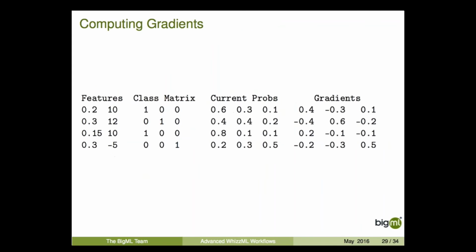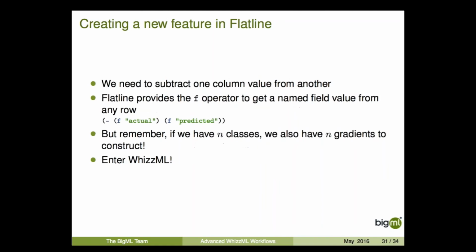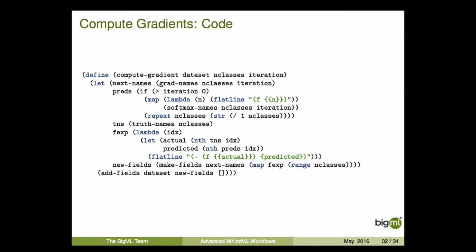Of course, if we have n classes, in this case, in our example, we have 3 classes, we have to do that 3 times. So in general, if we have n classes, we have n gradient columns we need to construct. We're going to do n subtractions. And so here comes the WhizzML function that allows you to do that.